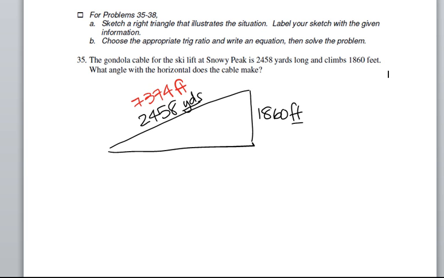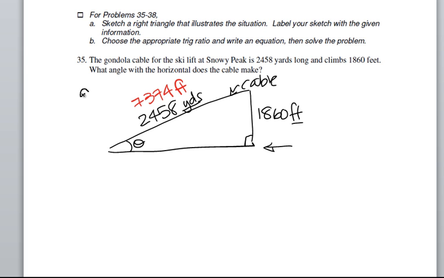Okay, and the question is, what angle with the horizontal does the cable make? Okay, so this right here is the cable, and this is the horizontal, of course. So we're talking about this angle theta, and that's what we're trying to find. Okay, so here's my picture.